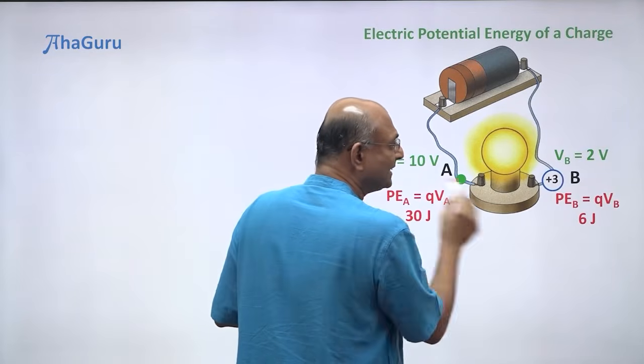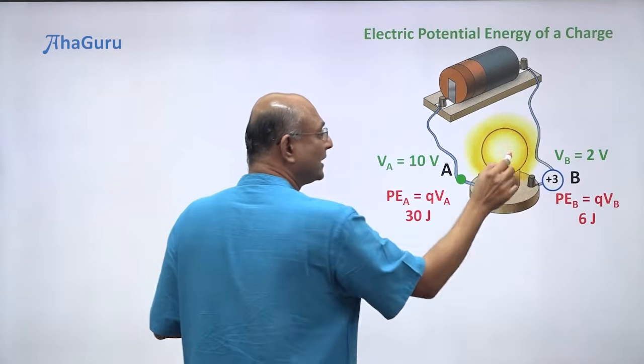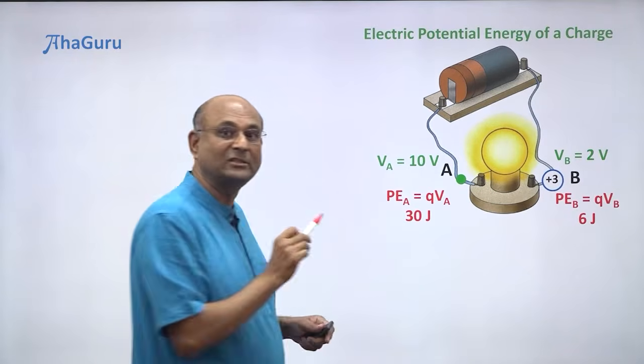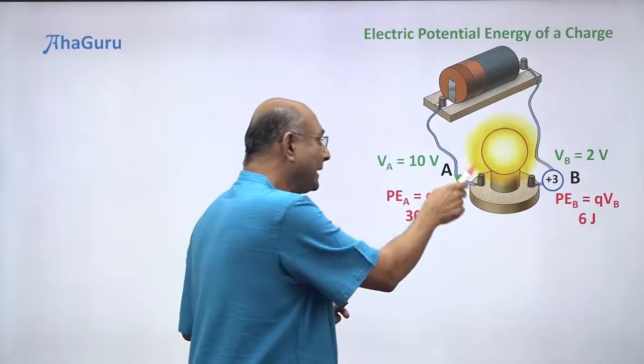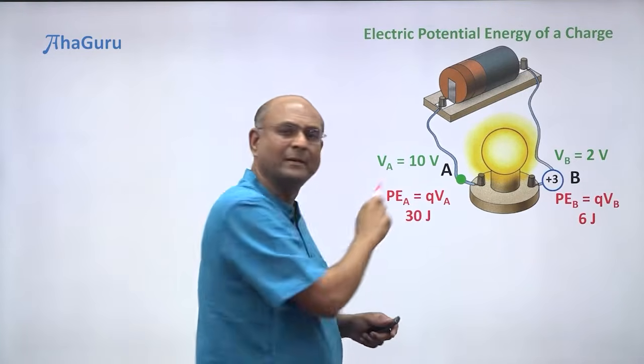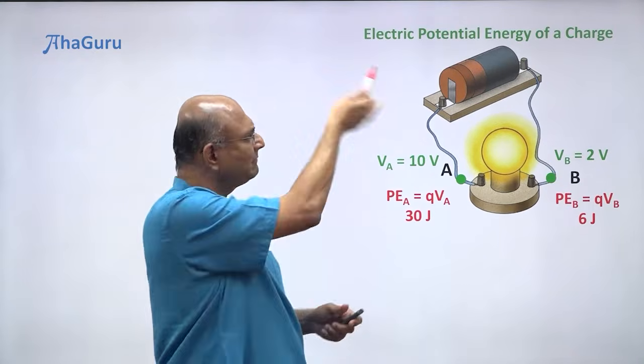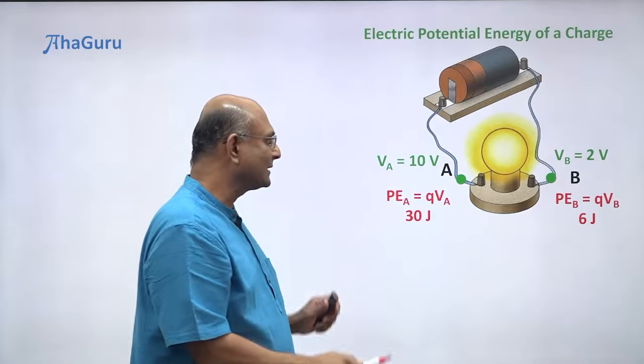How much is its energy? Q into V, 3 into 2, 6 joules. When it is at B, it has an energy of 6 joules. When the same charge was at A, it had an energy of 30 joules. Will the charge remain there? No, it came from the battery, it is going to go back to the battery and it will continue somewhere else. That we are not concerned about.